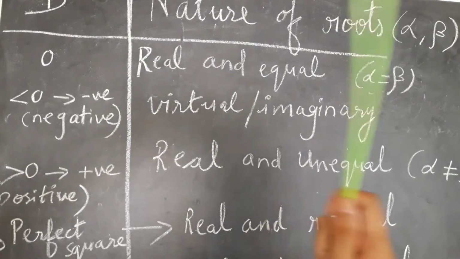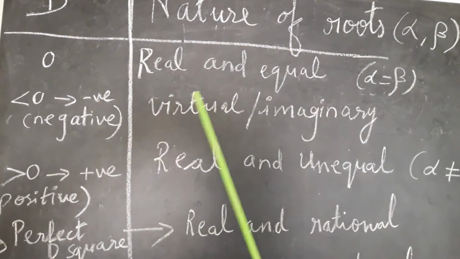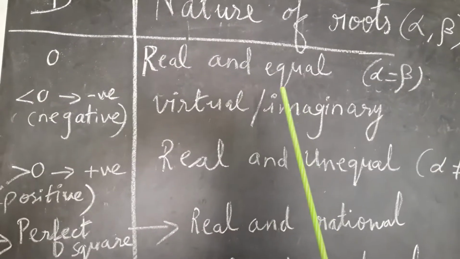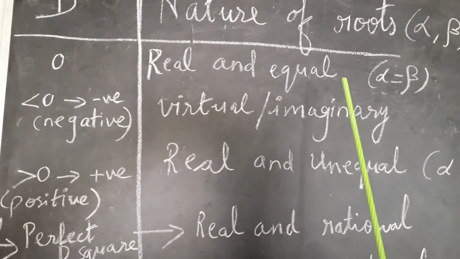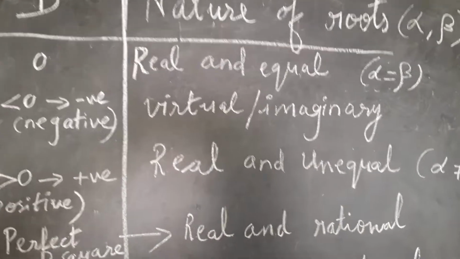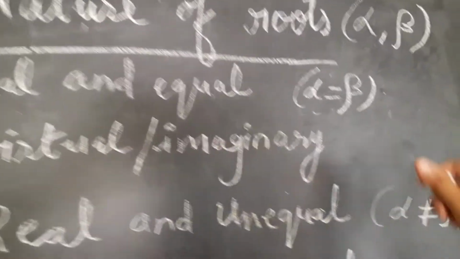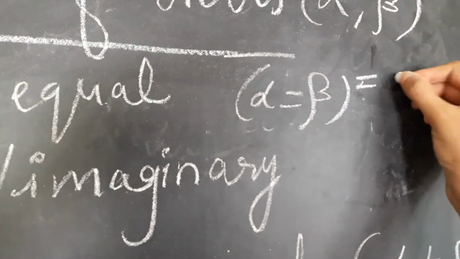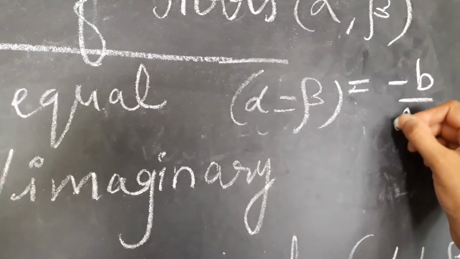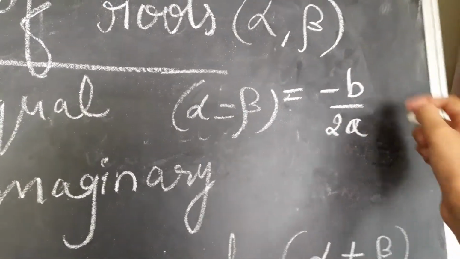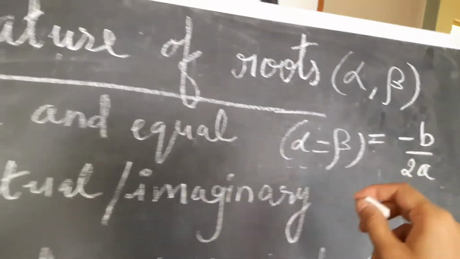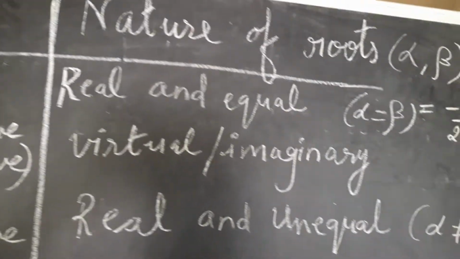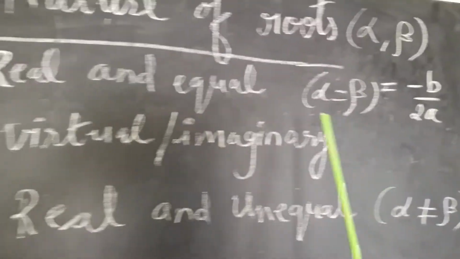So the roots become equal when D is 0. Because if we go back to Shridharacharya's formula, minus b plus or minus root of D, when D is 0 there is no question of plus or minus there. We have minus b plus or minus root D, the whole thing divided by 2a. The D component is gone because it's 0, and each of the roots becomes equal to minus b by 2a.